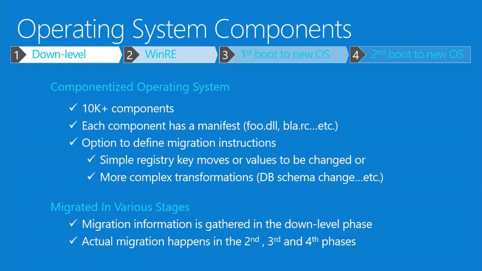IIS is the good example, but any component of the OS can do any type of manipulation during these upgrades that are needed to take into account the changes between the different OS versions. We'll gather information in the down level phase, and then that information will actually be applied in the second, third, and fourth phases. So it's a collection process initially, and then it's acted on later in the process.